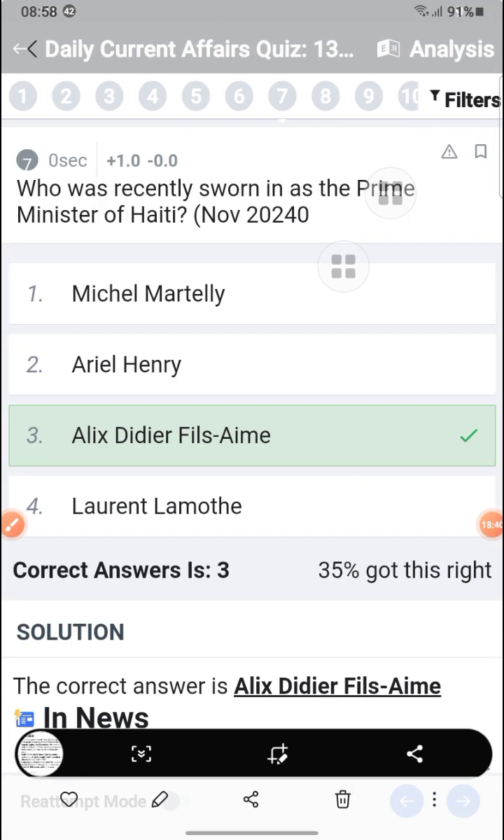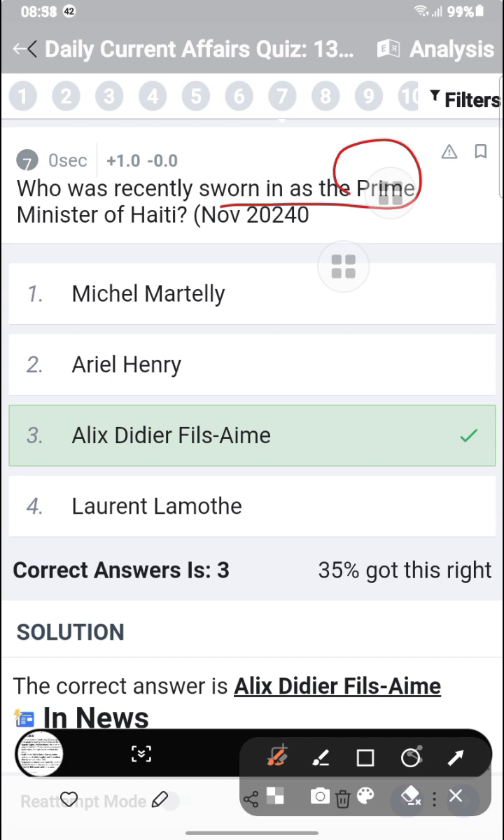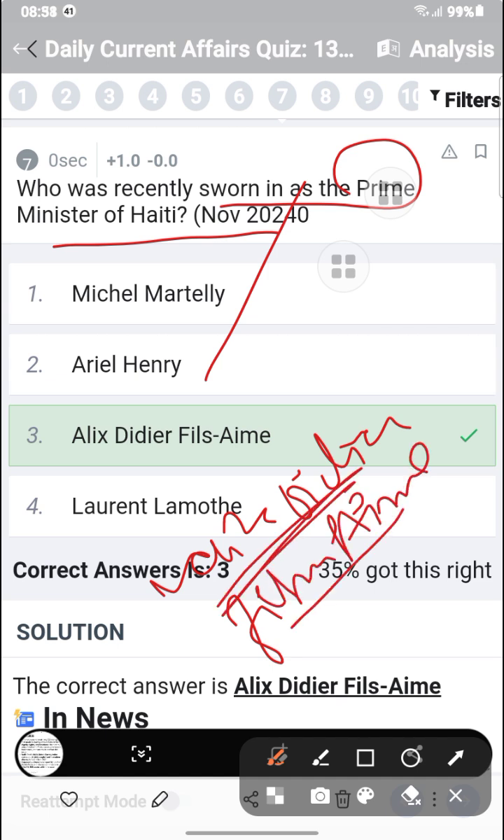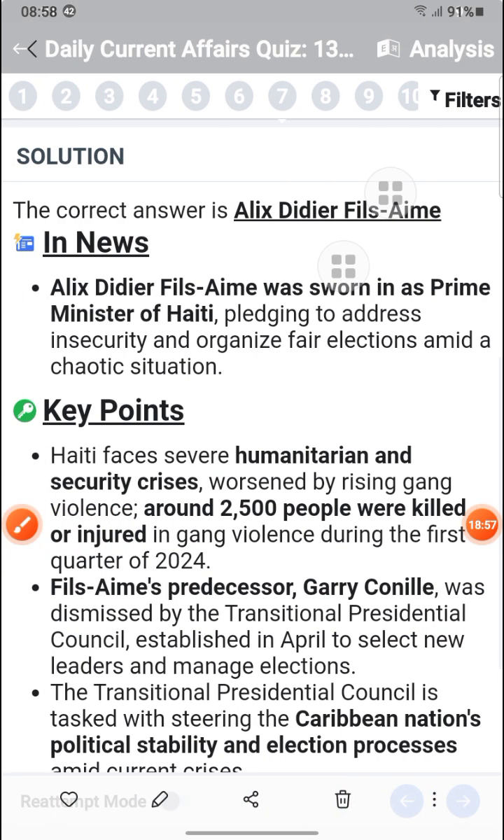Next, who was recently sworn in as Prime Minister of Haiti? That was Alex Didier Filsame. Alex Didier Filsame is the Prime Minister of Haiti, which is facing a humanitarian and security crisis.